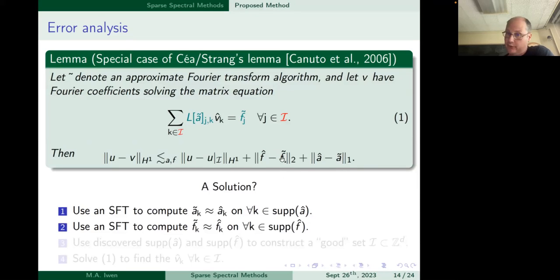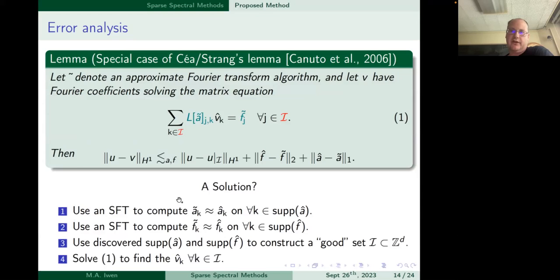I'm going to use a sparse Fourier transform to approximate the Fourier coefficients of my forcing function F. Then I'm going to take the support information that I've gathered about the forcing function and the diffusion coefficient and use it to determine a good truncation set, a sort of adaptive truncation set for my solution U. And then once I've decided on my truncation set I, and I have my approximate Fourier coefficients, I have a well-defined linear system that I can just solve and get a solution V, which is guaranteed to be accurate as long as my set I was chosen in a decent way and I get sufficiently accurate approximations of my Fourier coefficients.